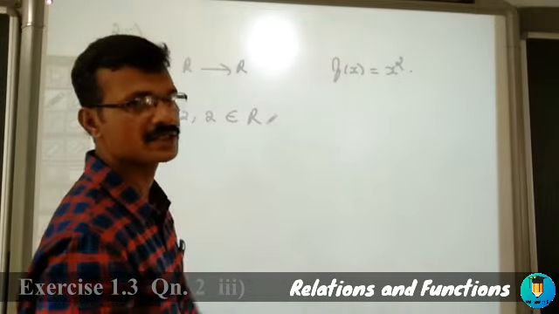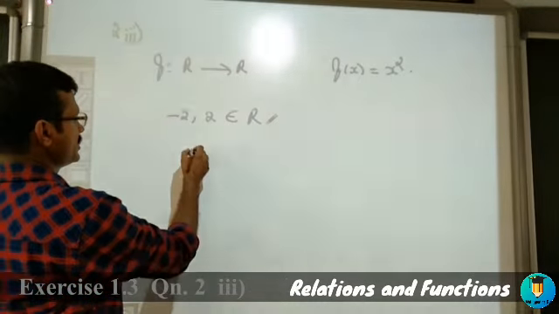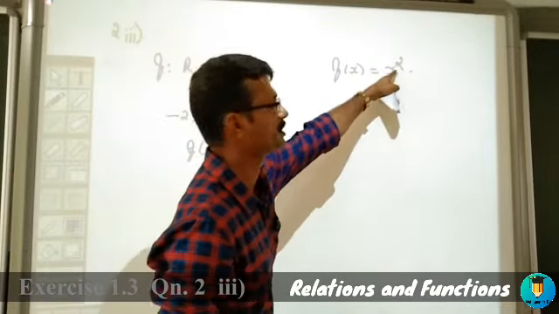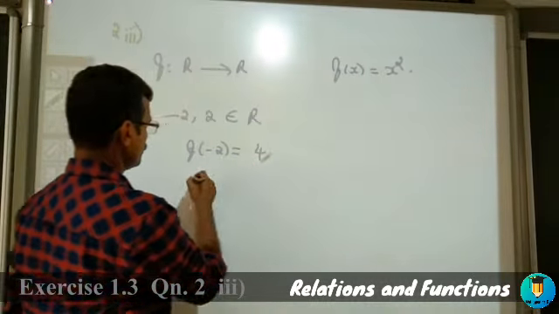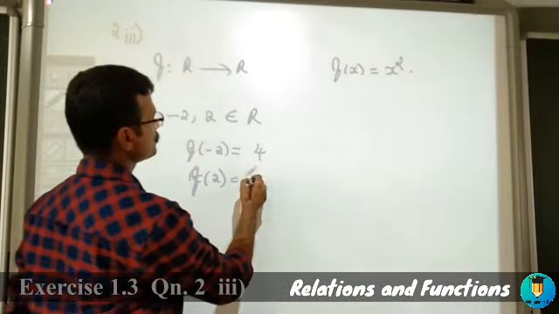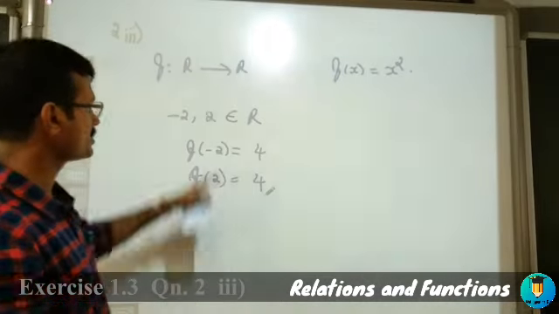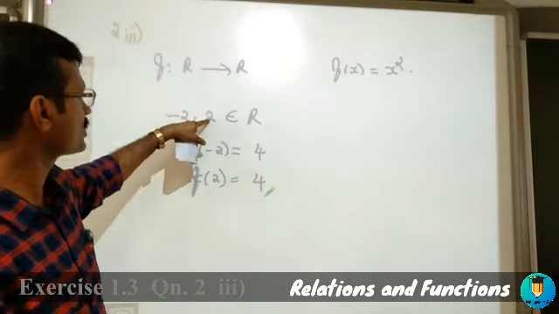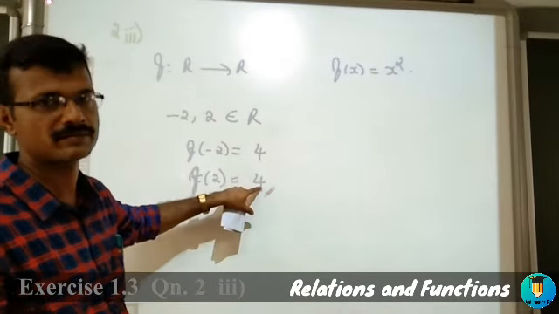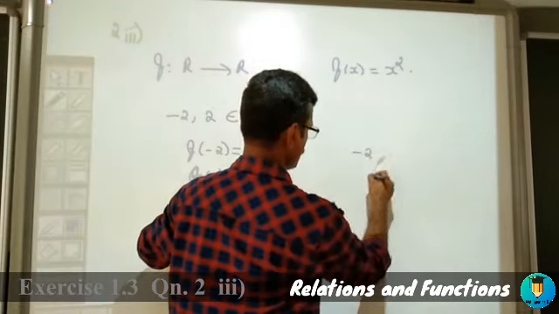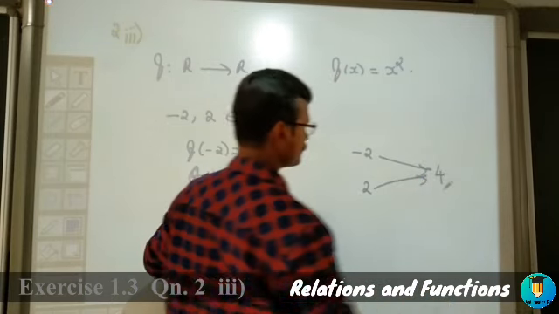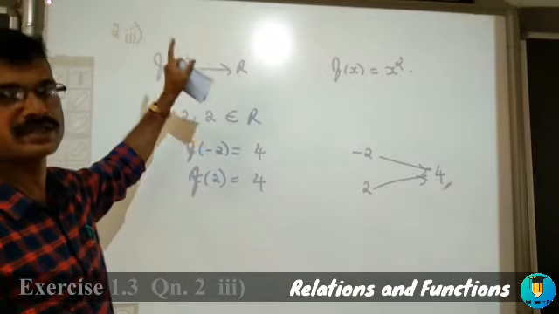And now I am looking for its corresponding images. That is f of -2. If I put it, it is coming -2 square, it is 4. And f of 2, if I try, it is also 2 square, which is equal to 4. That means we can see that -2 and +2 are having the same image, 4.